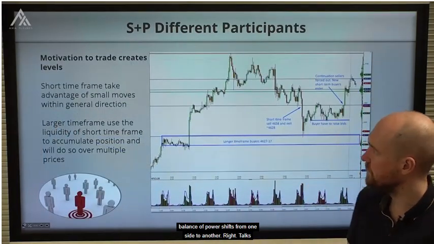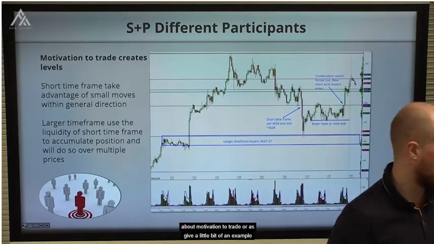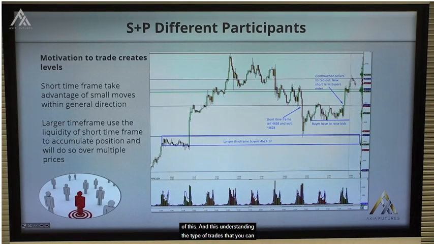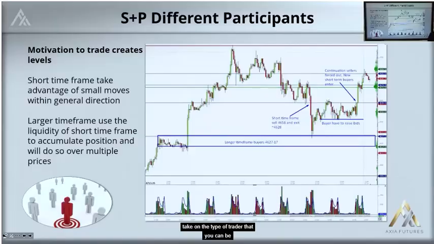Right. Talked about motivation to trade, and let's give a little bit of an example of this. And this is understanding the type of trades that you can take on, the type of trader that you can be. Because just because you have a larger time frame participant who is willing to buy for a longer period of time, looking for more of a move towards the upside, also looking to get in across more prices, doesn't stop you from taking on smaller situational trades.